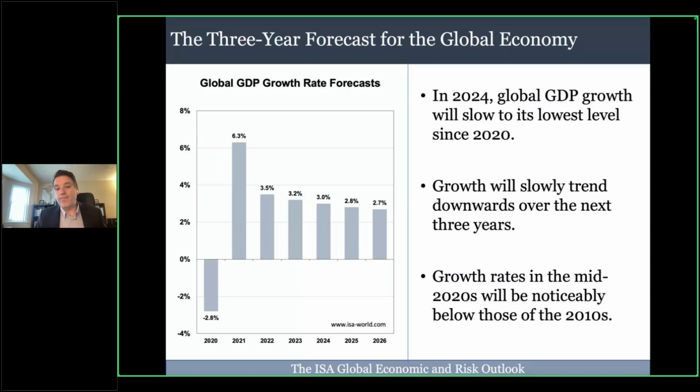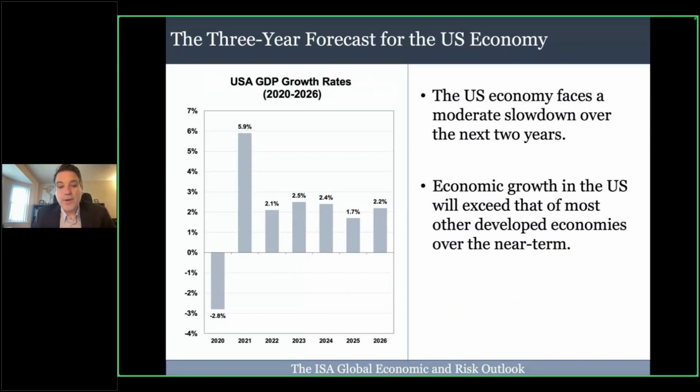And keep in mind, between the global financial crisis and the pandemic, the global economy was growing at about 3.5% per year. So we are growing at a slower pace, and it may not sound like a lot, but it's 20% slower than where we were just a decade ago. And there are a number of reasons for this trend, which we'll talk about going forward.